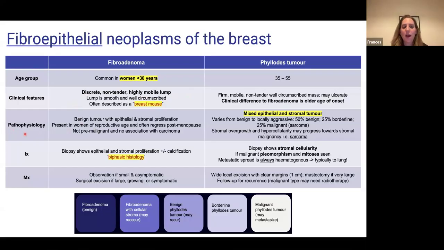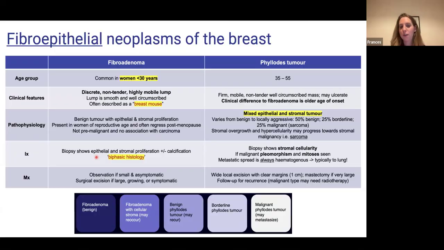Okay, the pathophysiology: what you're going to be hearing about is that this has both epithelial and stromal, so fibrostromal, interchangeable, right? Proliferation. Present in women of reproductive age, and then often they're going to regress post-menopause. They're completely benign. They're not pre-malignant. They're not associated with carcinoma. And essentially, you will get this biphasic histology. So you have both epithelial and stromal proliferation, and you might have some calcification.